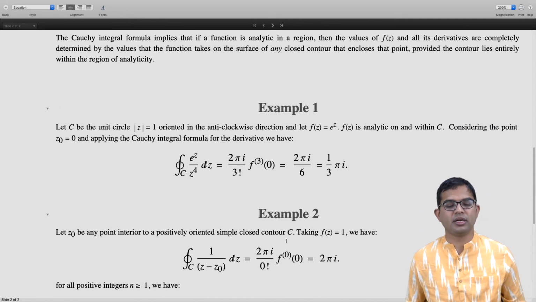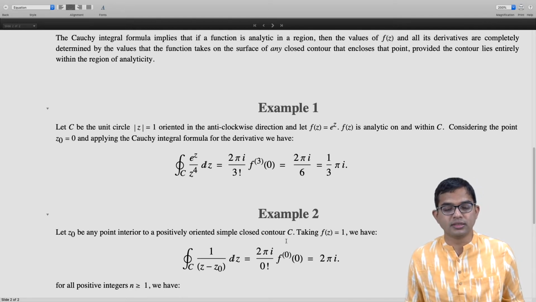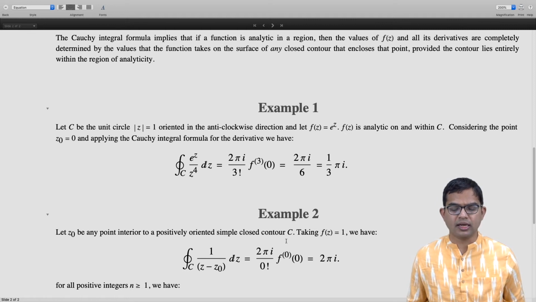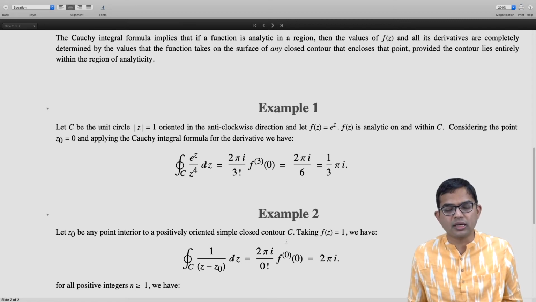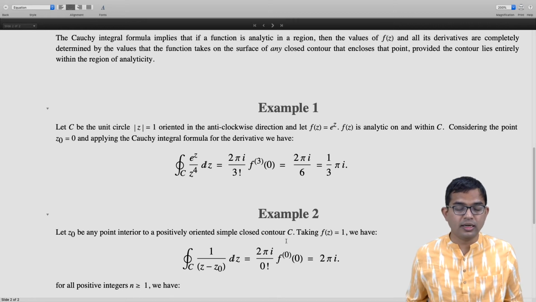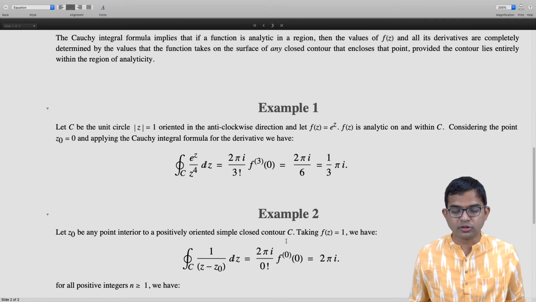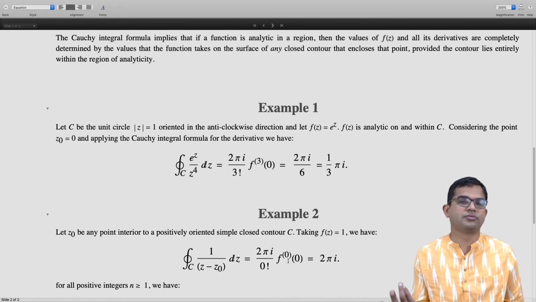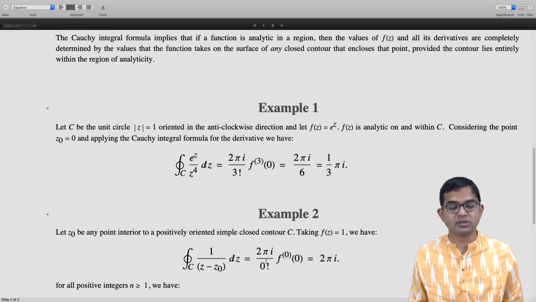So if z naught is some interior point that is enclosed by this positively oriented simple closed contour C, and if you take the function itself to be just 1, so it's a constant, and of course it's analytic. So if you do 1 over z minus z naught, this contour can be any simple closed contour, right? So we are not defining this contour with any greater specificity. But 1 over z minus z naught dz is just 2 pi i, 0 factorial, f to the 0 of 0, which is the same as saying you don't do anything, it's just this function as it is, which is 2 pi i, right?